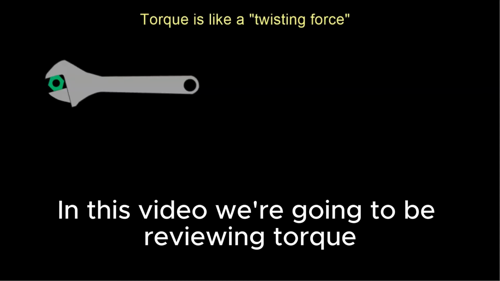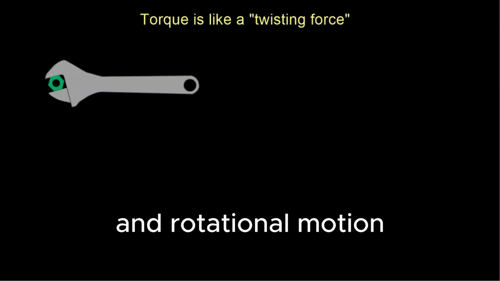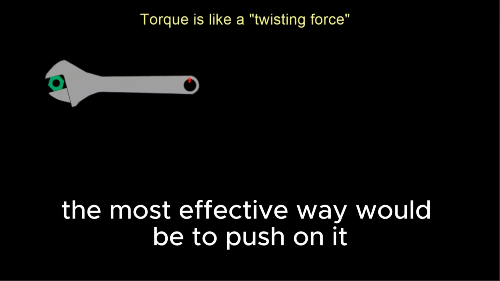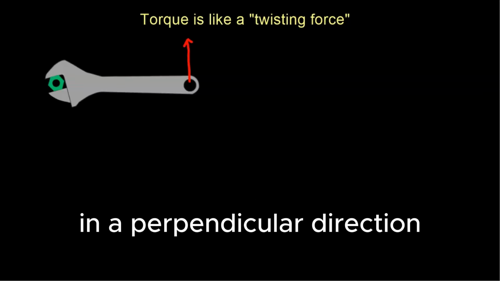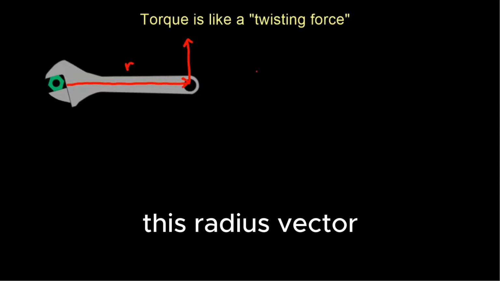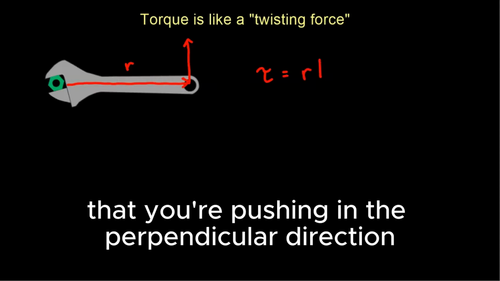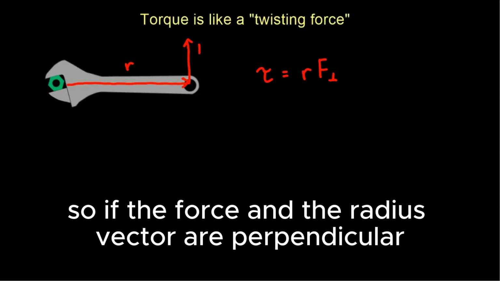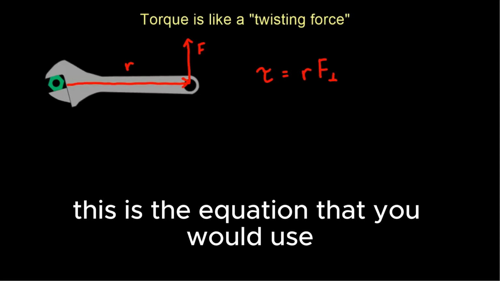In this video, we're going to be reviewing torque and rotational motion. To rotate a wrench like the one you see here, the most effective way would be to push on it in a perpendicular direction. To calculate the torque, we would take this r, this radius vector, times the force that you're pushing in the perpendicular direction. So I'm just going to put a little perpendicular symbol right here. So if the force and the radius vector are perpendicular, this is the equation that you would use.